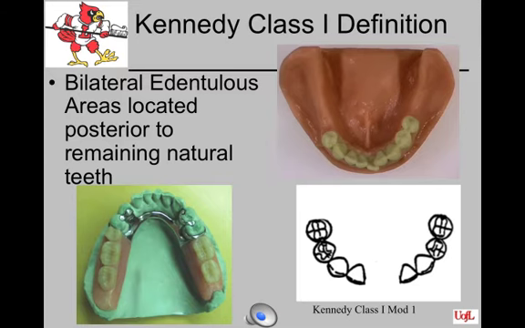This is your straight definition of the Kennedy Class 1. On the lower left picture, you can see a partial denture that is replacing the posterior missing teeth. So this is a typical Kennedy Class 1 partial denture design.